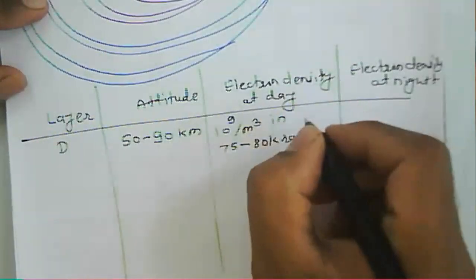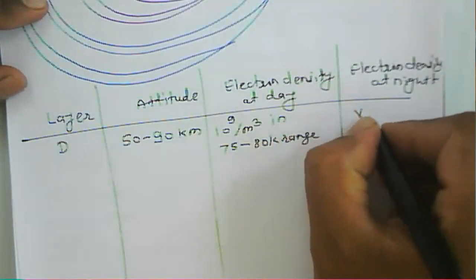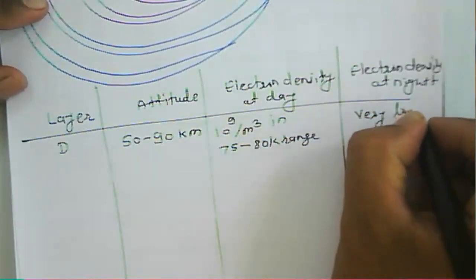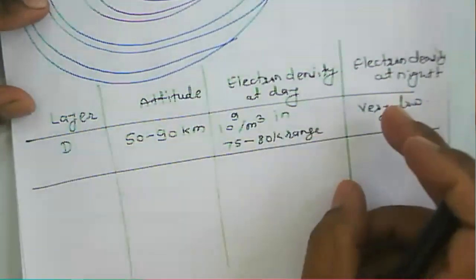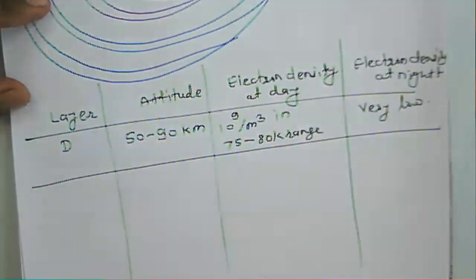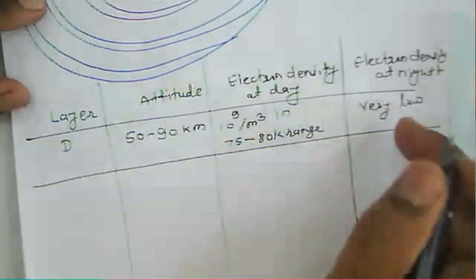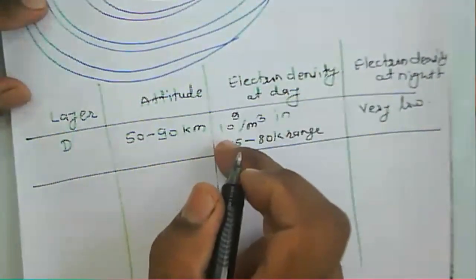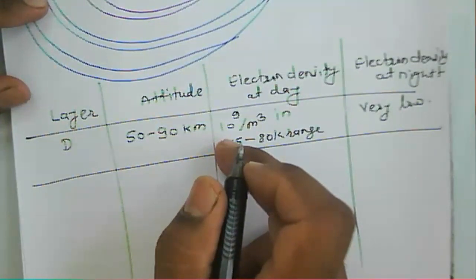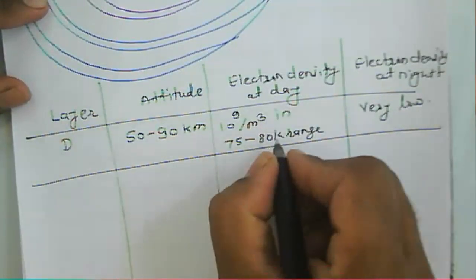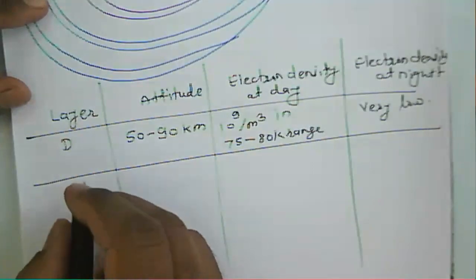Okay, that is about in a day. But in a night, it will be very low. That electron density will be low at night. But it has an electron density of 10 to the power 9 per meter cube, in a 75 to 80 kilometer range.